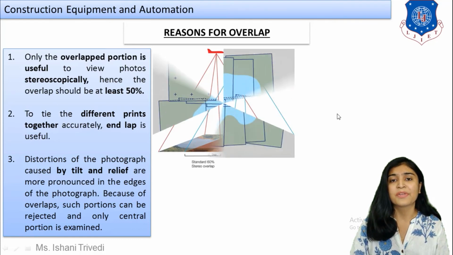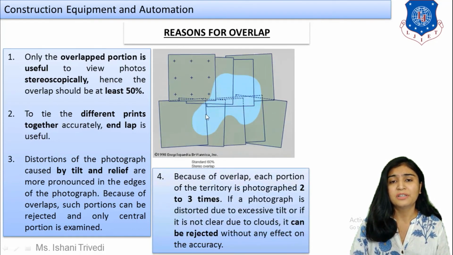I am also showing you here how a full river is covered with the help of overlapping. Can you see that if I have this image, and this second and third image, then you can see that overlap is done over here. So this portion of the river will be covered in this image, and it will be covered in this image as well. So it is going to give you two different perspectives. And this is your overlap, that is your end lap, and this is your side lap.